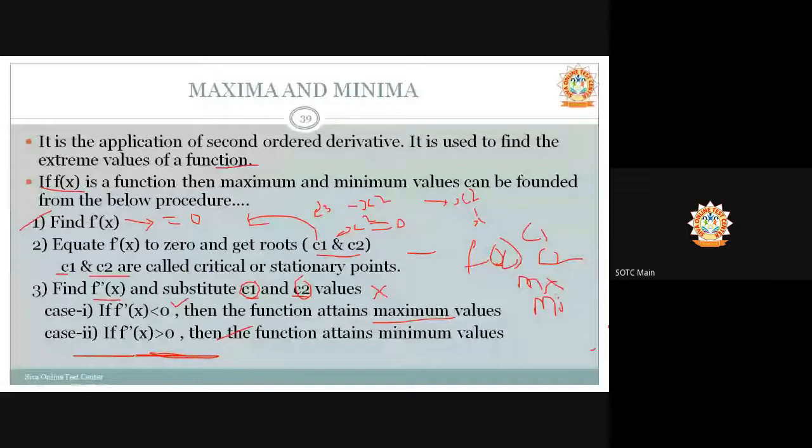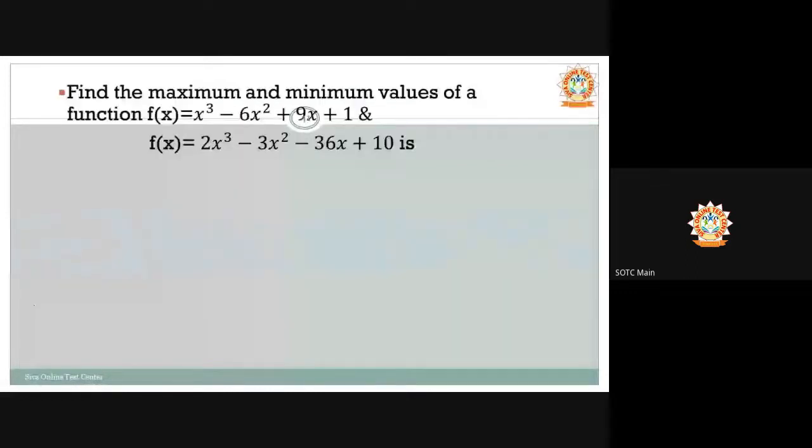Now try to solve these questions. Find the maximum and minimum values of the function f of x is equal to ... plus 1. So try to calculate the first one and tell me what is the minimum value and maximum value. First tell me the critical points, what it is getting. 1 comma 3, right? So c1 is 1, c2 is 3. You can assume whatever it is. So substitute in the direct equation f of x only. No need to go with the third step.